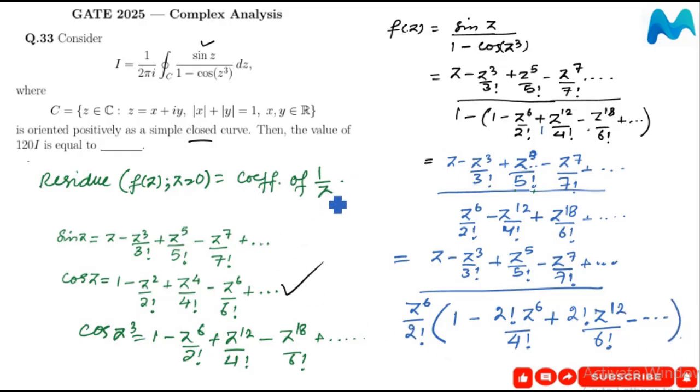In order to find the coefficient of 1 by z, the terms with z raised to power 6 and z raised to power 12 all have a higher order. So we need a sum of them. How to solve it further? Let's take this side.